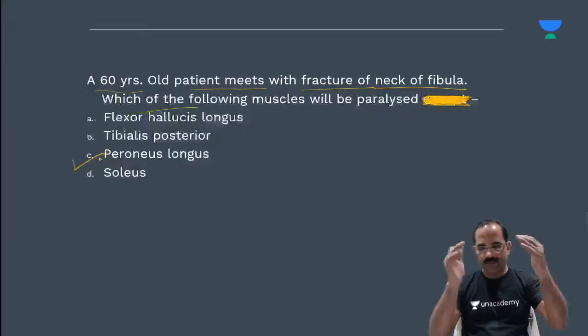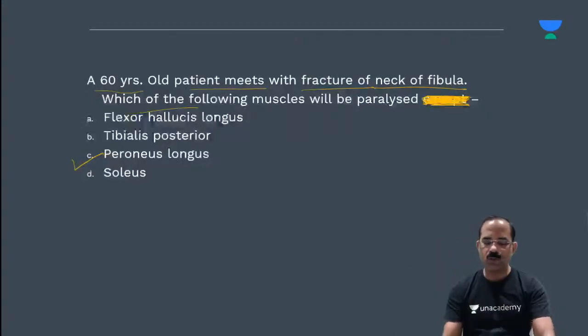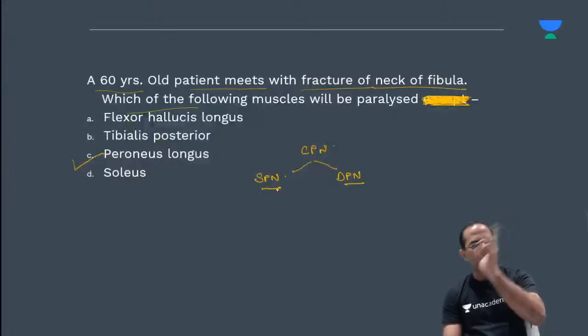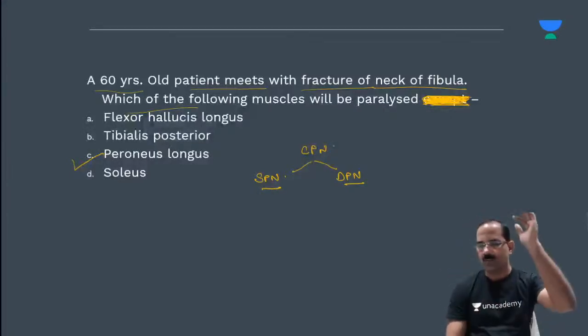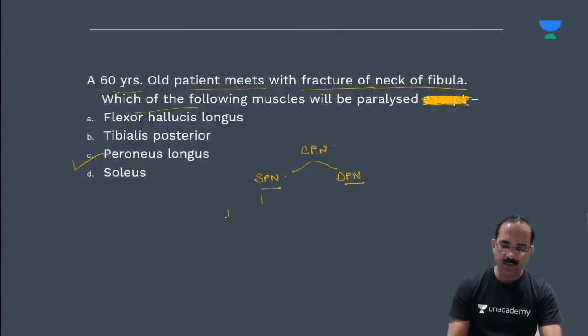How do you justify this? Which is the nerve which winds around the neck of the fibula? That's the common peroneal nerve. The common peroneal nerve divides into a superficial peroneal nerve and a deep peroneal nerve. The superficial peroneal nerve supplies the lateral compartment, and the deep peroneal nerve supplies the anterior compartment.